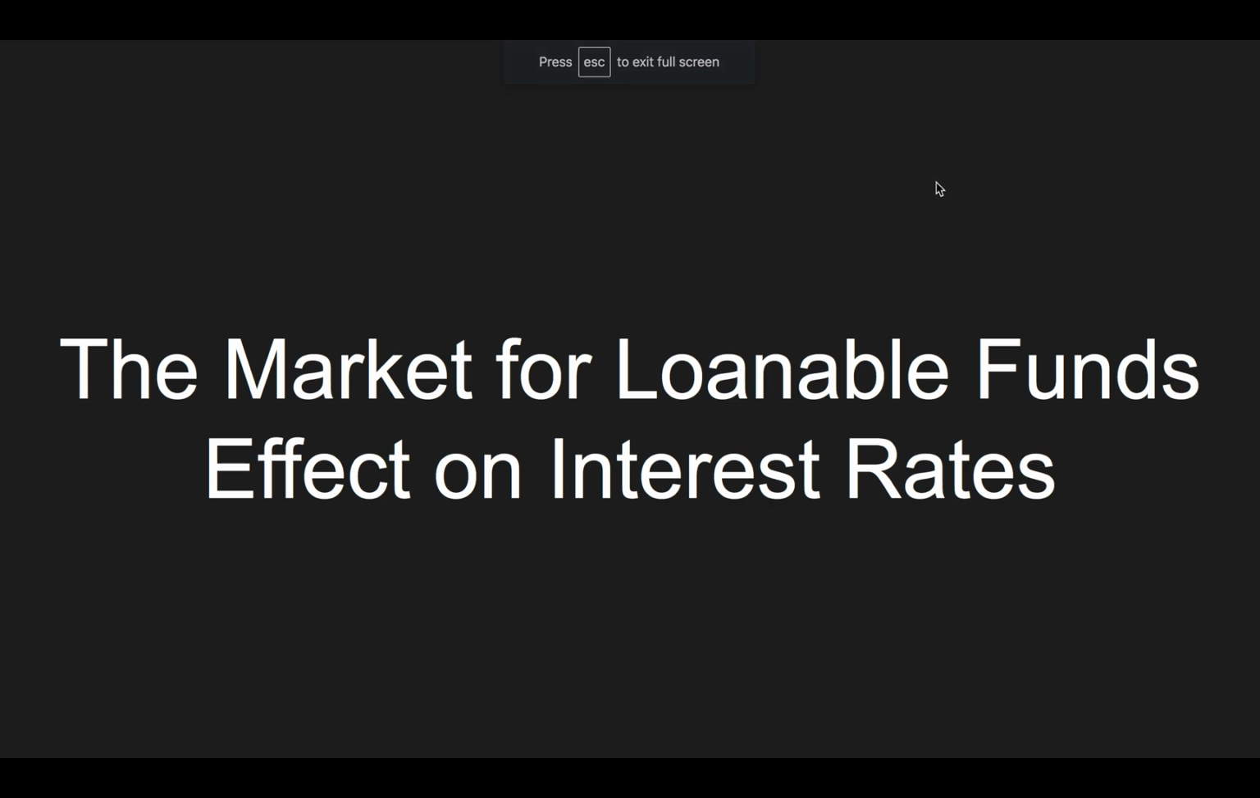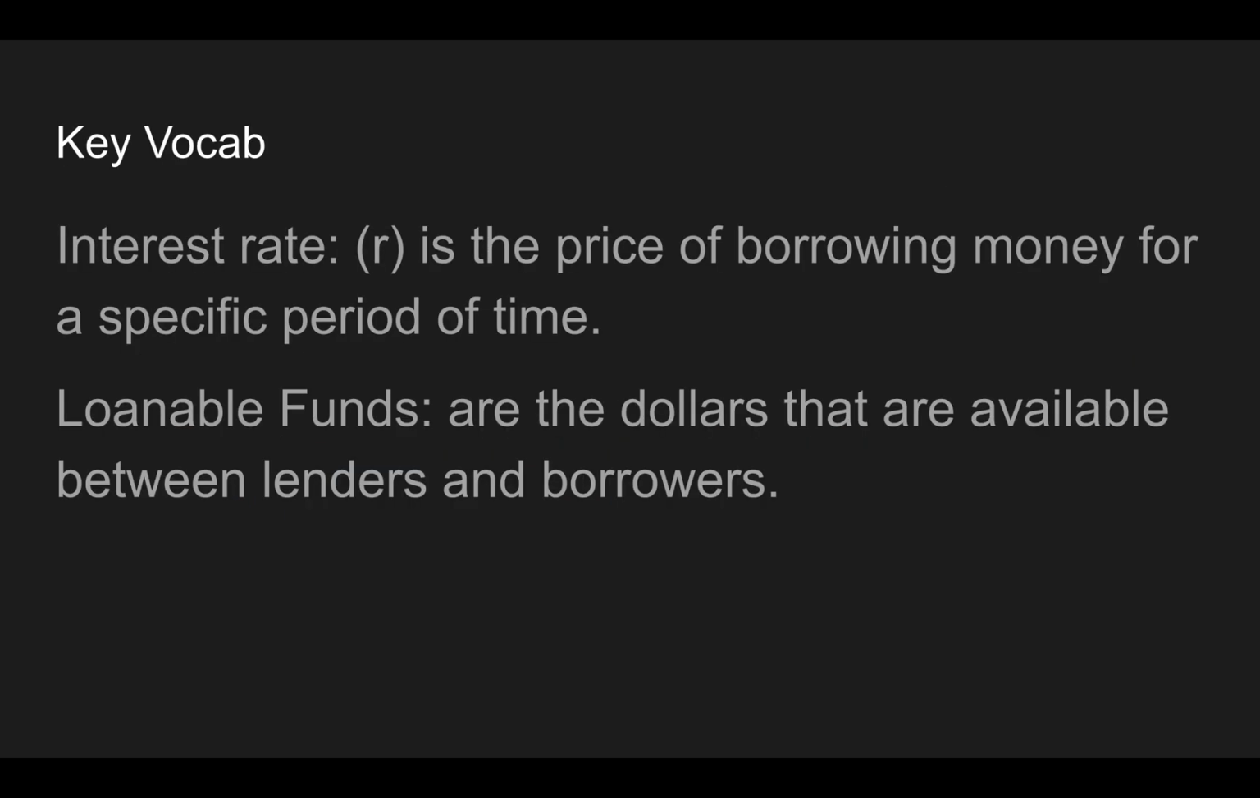Hi, so today I'm going to be talking about the market for loanable funds effect on interest rates. Some key vocab to understand and really be able to think through is the two labels on the axis points. So the interest rate is going to be on the x-axis, and that's not true. It's going to be on the y-axis. Anyways, it's the price of borrowing money for a specific period of time.